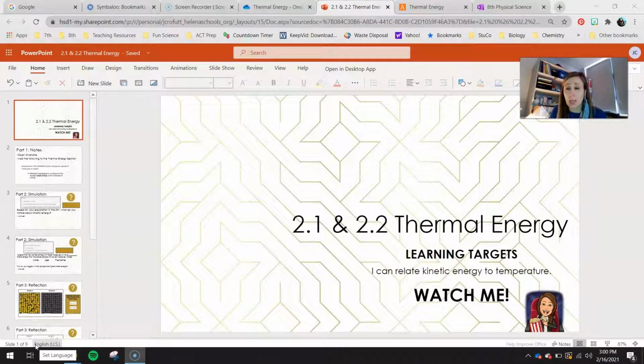So really, we've learned a couple times over the last couple units about kinetic energy. So we're talking about energy and motion. So if something is moving, it has kinetic energy. So now we're going to go ahead and relate that to temperature.